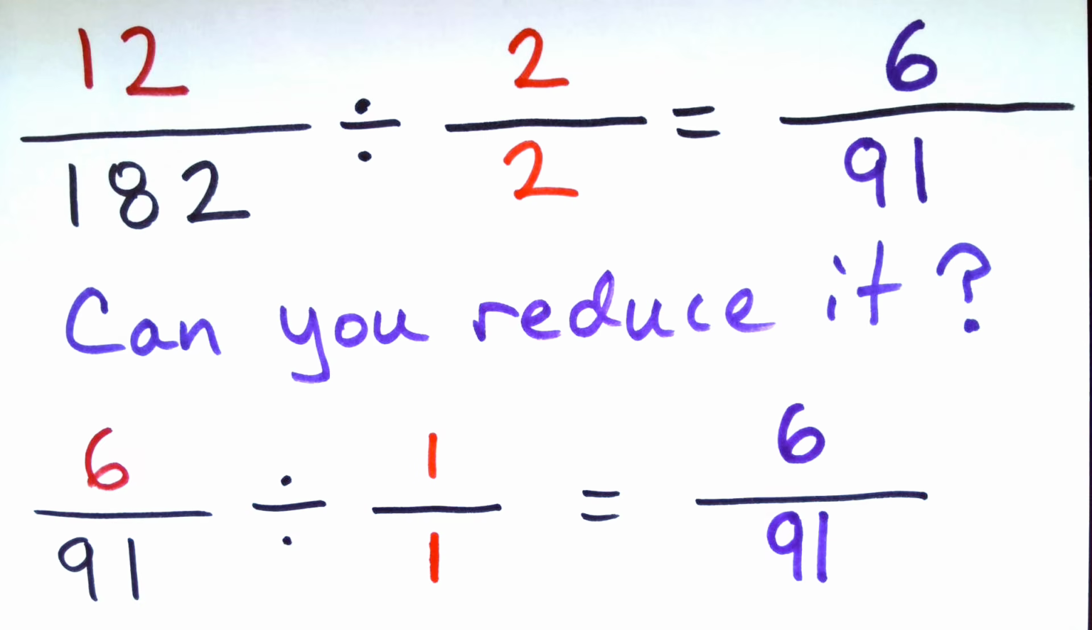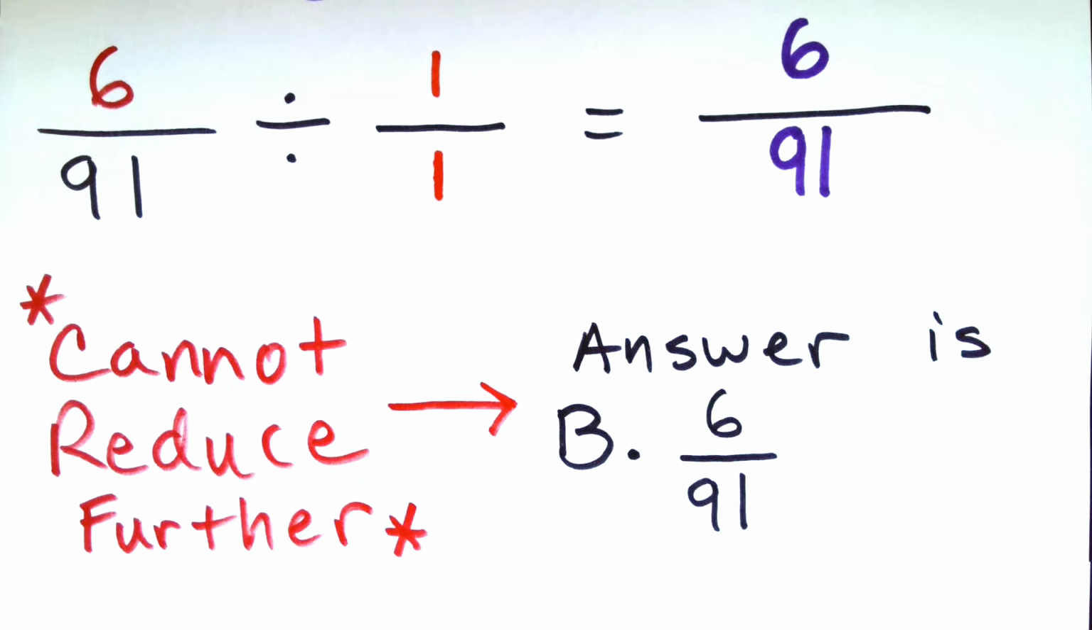Now, I want to convert this fraction into a decimal. If you've been watching my videos from part 1 of fractions all the way through, this will be very easy and simple for you, especially if you've been practicing. However, if not, this may be a little bit tricky, if you are not polished up on your skills. Since you cannot reduce this any further, your answer is going to be B, 6 over 91.